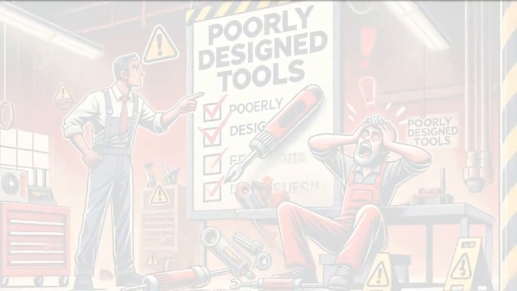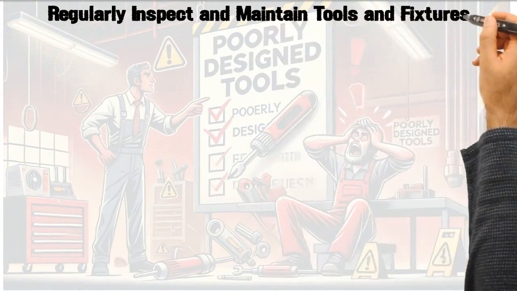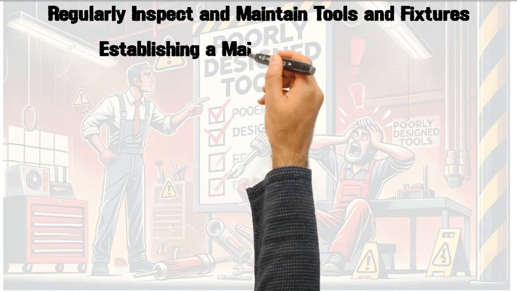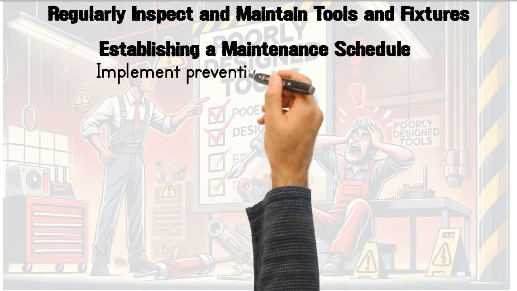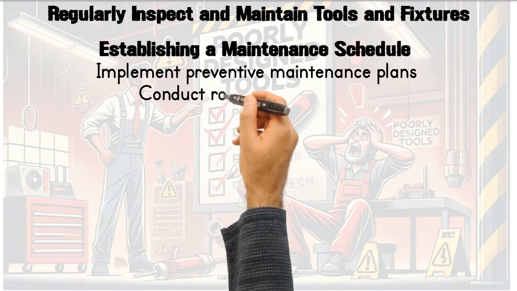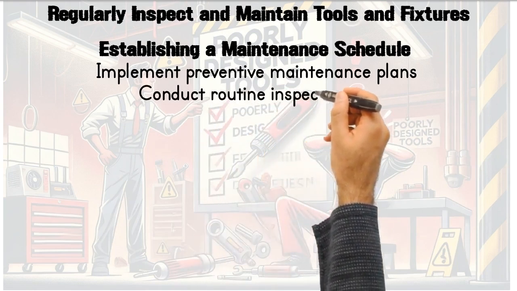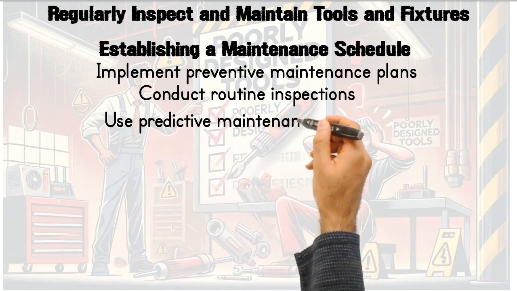The first recommended best practice is to regularly inspect and maintain tools and fixtures. Establishing a maintenance schedule is key to this. Implement preventive maintenance plans for all tools and fixtures. Conduct routine inspections to check for wear, misalignment, or damage. Use predictive maintenance techniques, such as vibration analysis and thermal imaging.